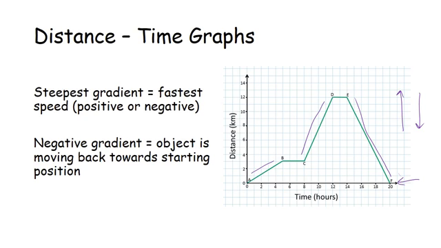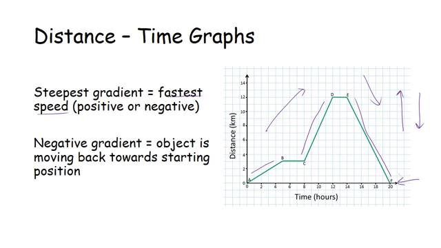So if we're looking for the fastest speed, it doesn't necessarily have to be a positive speed where the slope is going upwards. It may in fact be a negative speed which is going downwards. Now, don't confuse this negative speed with negative acceleration. It is not slowing down or speeding up just because it's going negative.